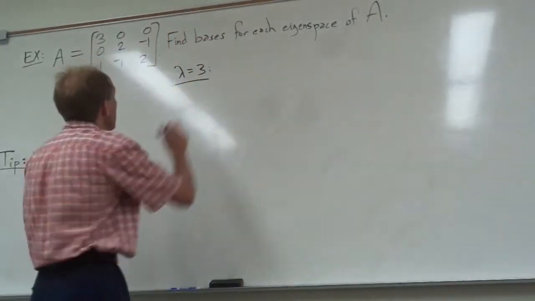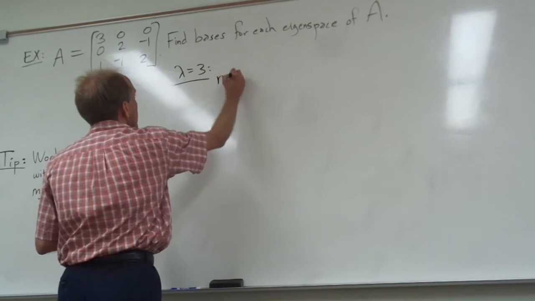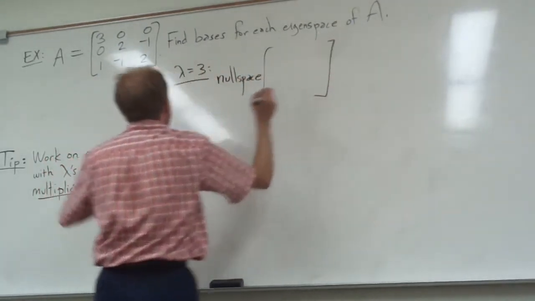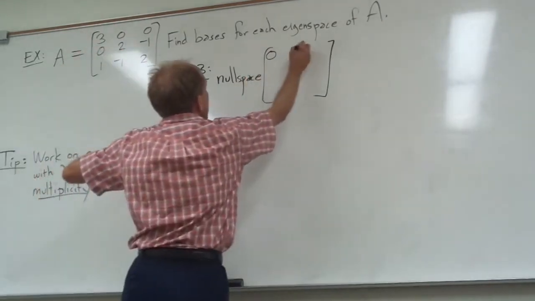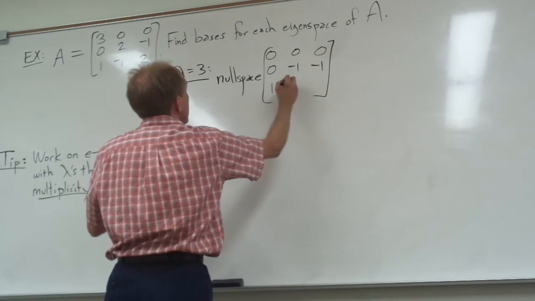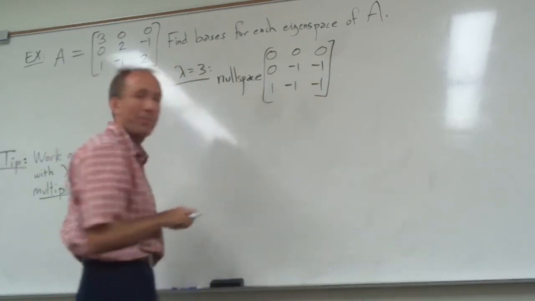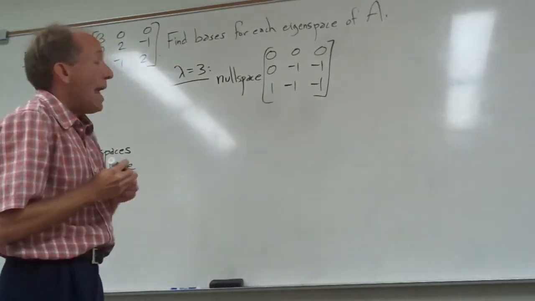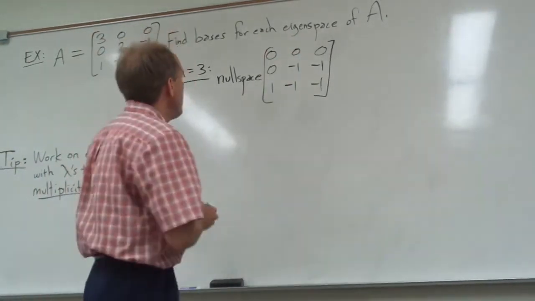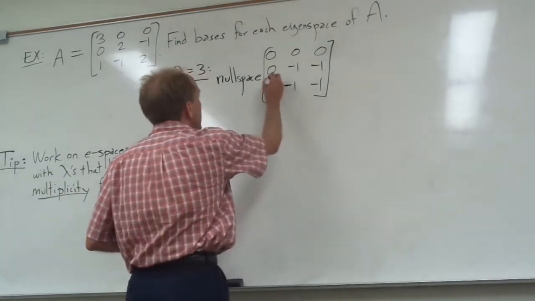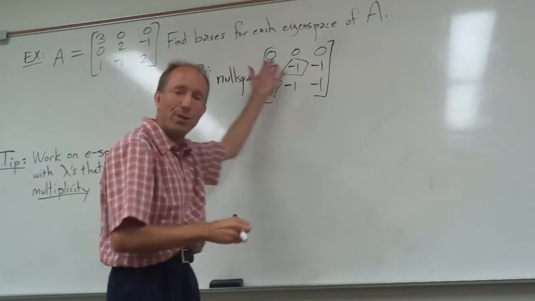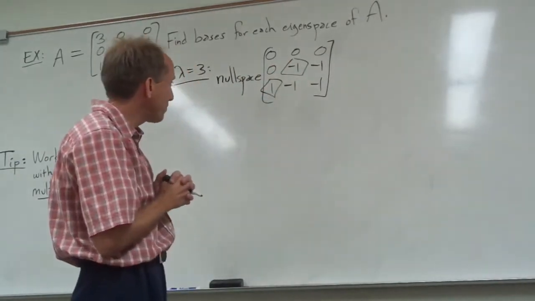Okay? So let's try lambda equals 3. I'm going to look at the null space of the 3 by 3 matrix when I subtract 3 from the main diagonal. When I subtract 3 from the main diagonal, I'm going to get this matrix right here. As expected, this matrix is not invertible. You can very quickly see that essentially you have 2 pivots here, more or less. I didn't really row reduce it, but you can see what's going on there.